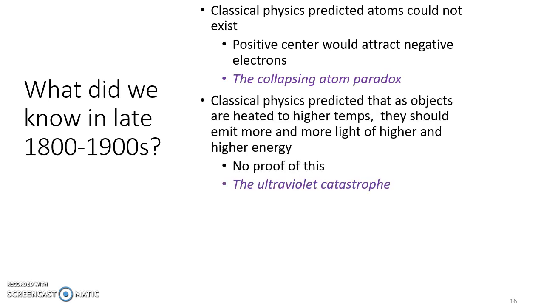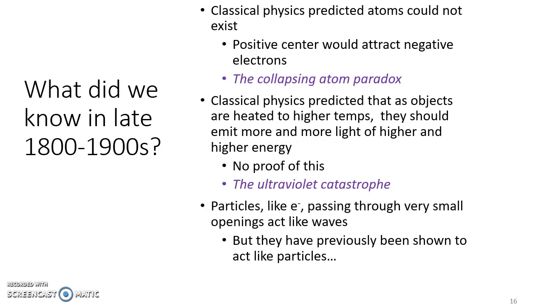Another part of physics that classical mechanics cannot predict is how you can put heat and energy into a system. As you heat things to higher and higher temperature, they should emit more and more light at higher and higher energy, by conservation of energy. Unfortunately, there was no proof of this. This is what we call the ultraviolet catastrophe, where classical physics cannot explain what's going on with the heat and the energy and where that's going.